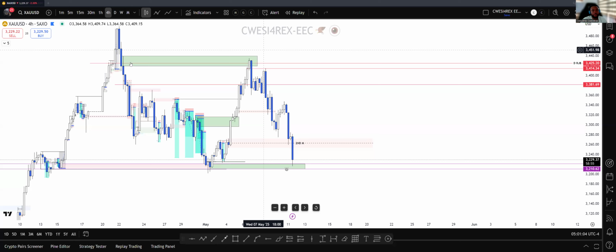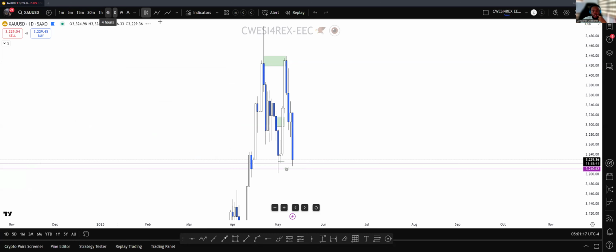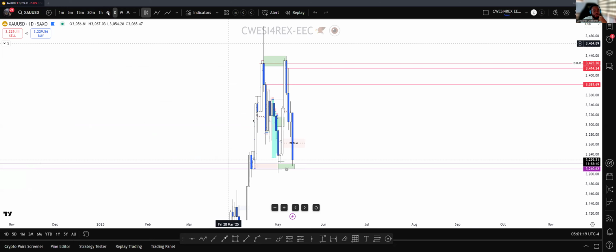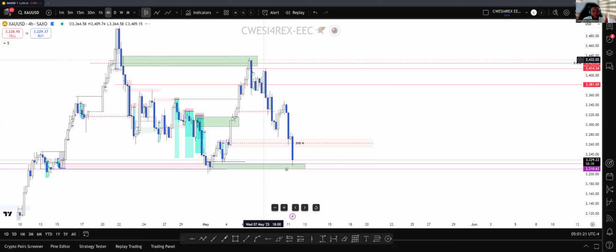You can see this fresh H4 hidden engulfing over here. The reason why price reacted or this level held is because of the daily level that we have. But then a new storyline came from that level.